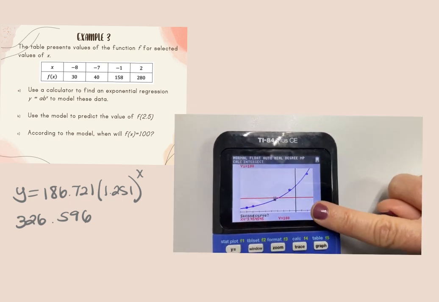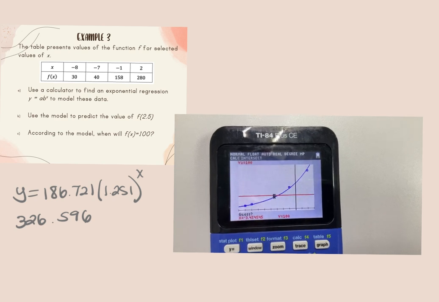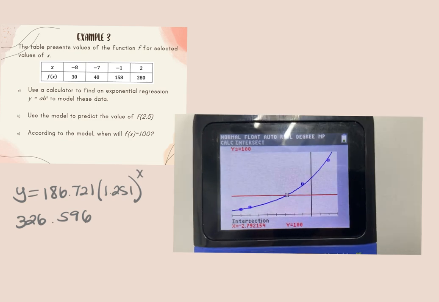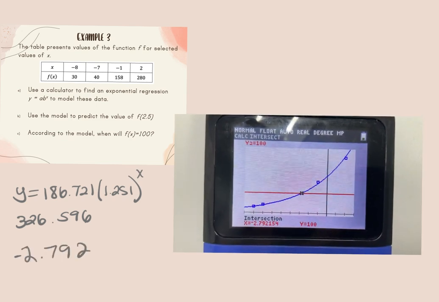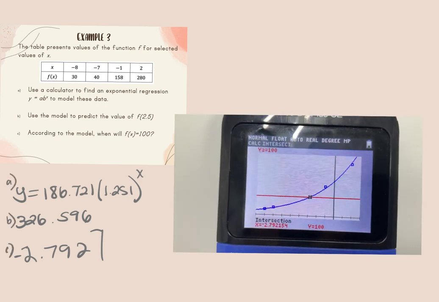Then it's going to switch to the other one. I want it to be where these two meet, so I hit enter on the second curve. Guess, yep, take me to the point where they meet, which is negative 2.792. So this is A, this is B, and this is C.